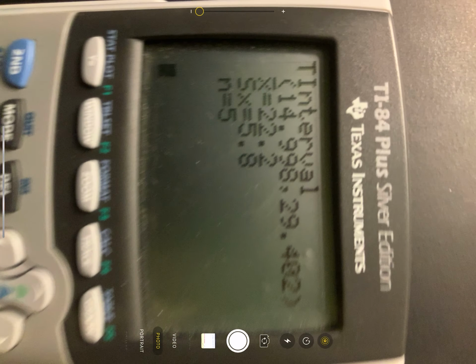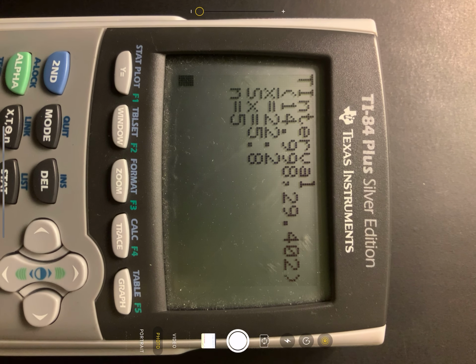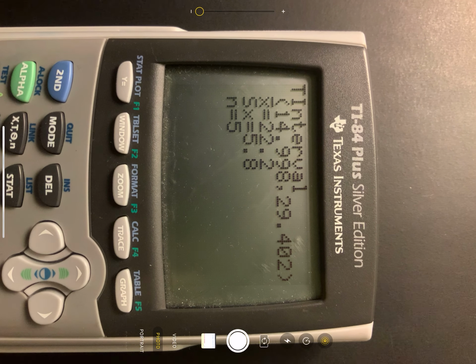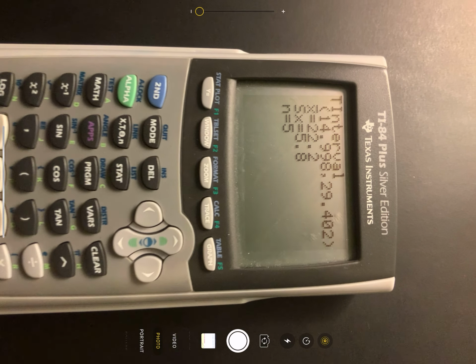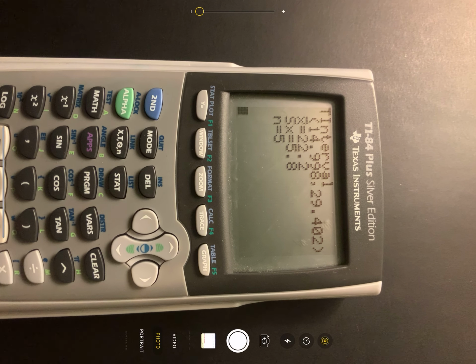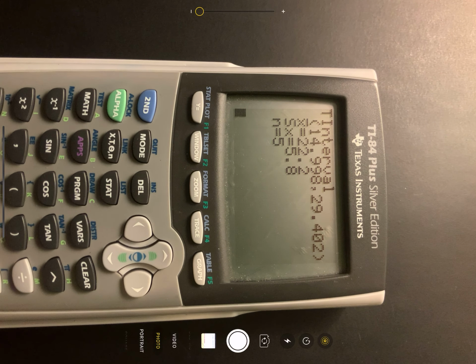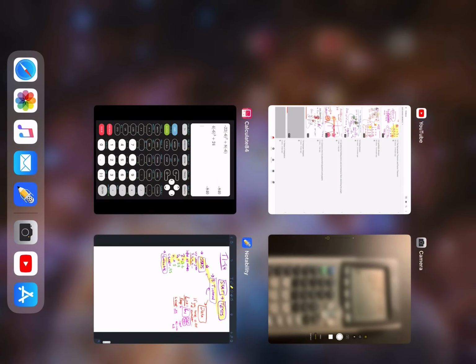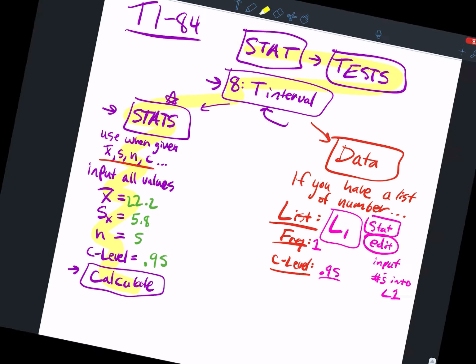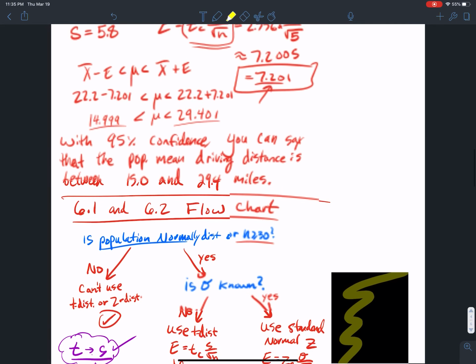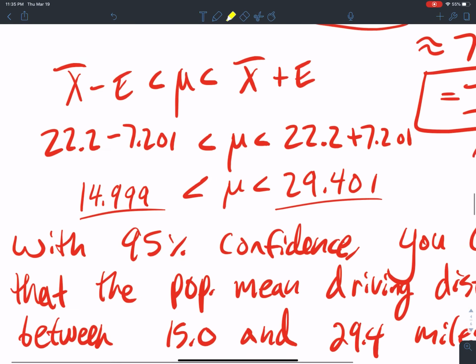Oh my goodness, does that look familiar? 14.998 and 29.402. Okay, let's go back here. And I look here, and that's really close to what I got there. Okay, so if it's rounding to 2 decimal places, then we're good to go.